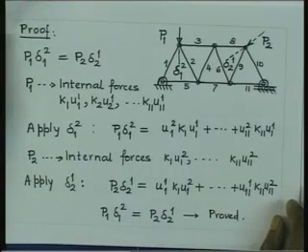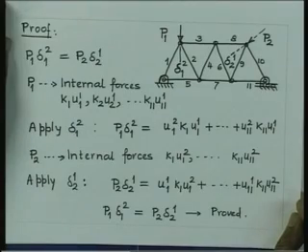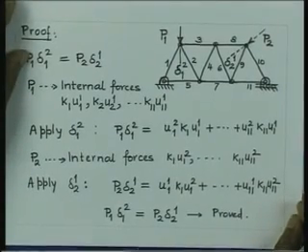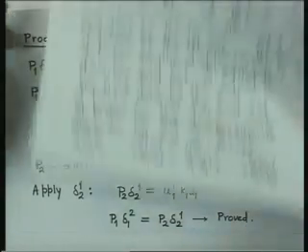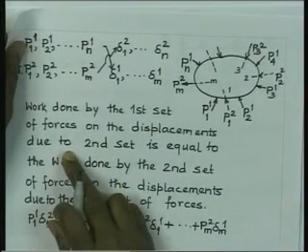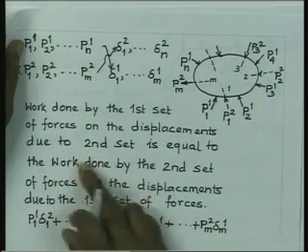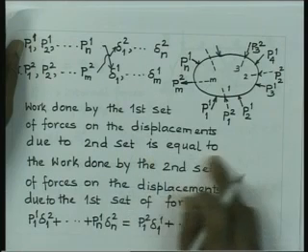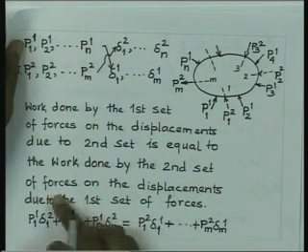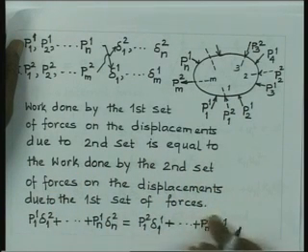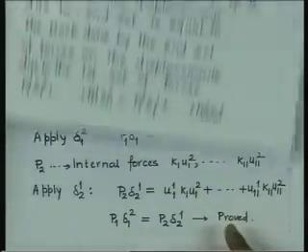In fact, it can also be proved for a continuous system, but that proof will be a little involved. So this is good enough for you: the reciprocal theorem means that the work done by the first set of forces on the displacement due to the second set is equal to the work done by the second set of forces on the displacement due to the first set of forces.